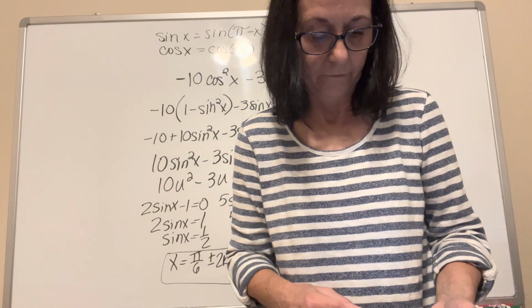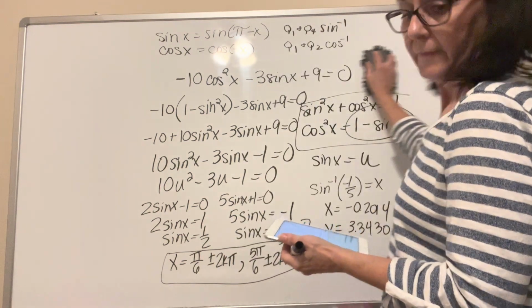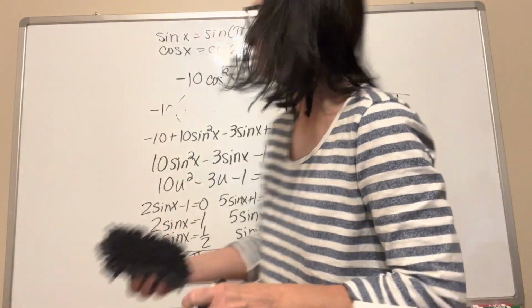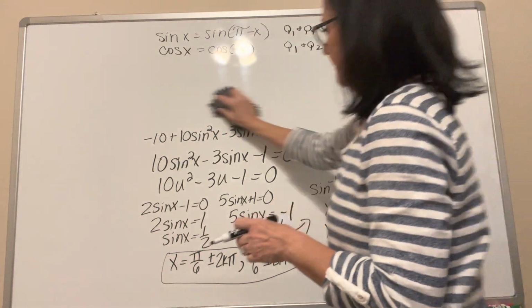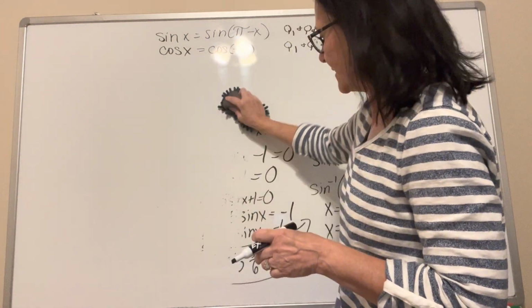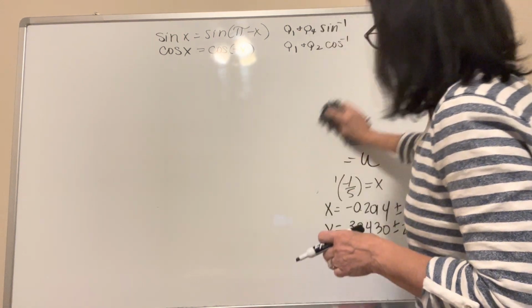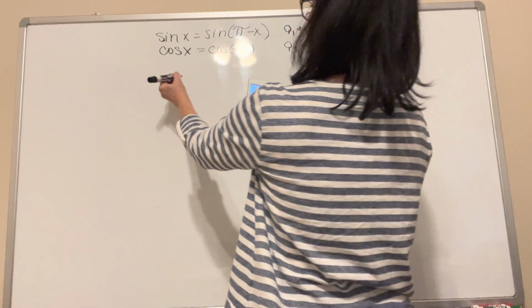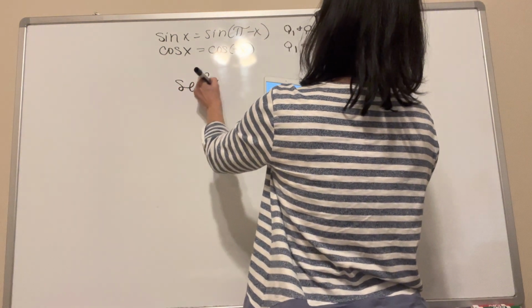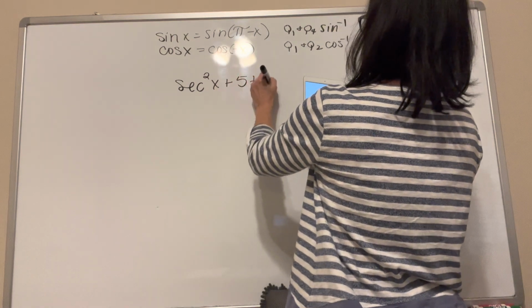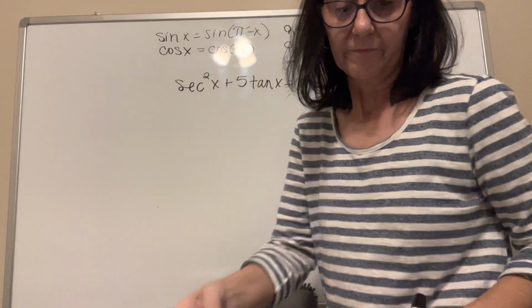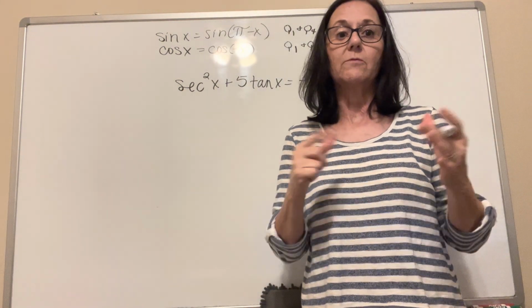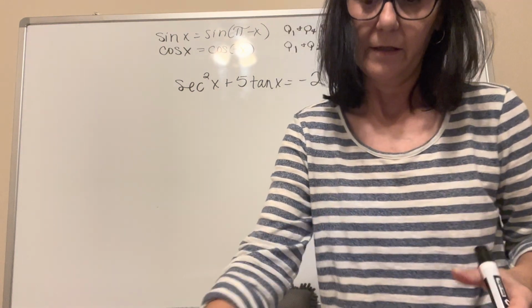Last example. We're also going to have to use identities. The identities I've written are on page 460, but remember I gave you the handout. All right, last one. Secant squared x plus 5 tan x is negative 2. All right, there is a Pythagorean identity with a secant. And the secant squared x equals 1 plus the tan squared x.